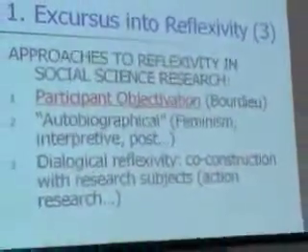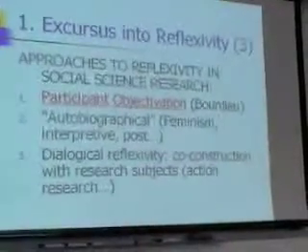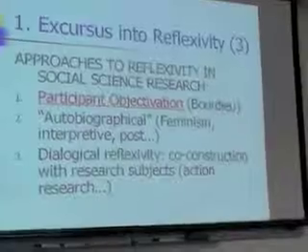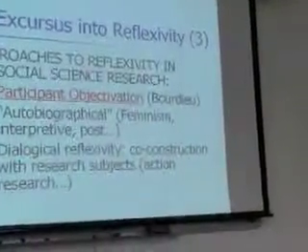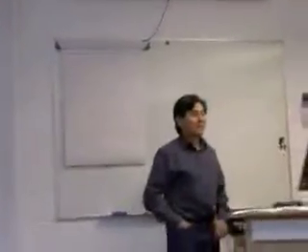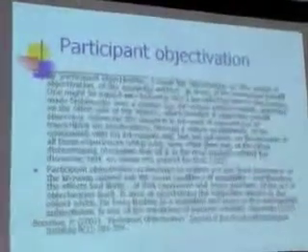In the act of doing research, people have distinguished three different approaches to using reflexivity in social science research. One is the French sociologist Pierre Bourdieu, who called his approach participant objectivation. There is a long quote here, you can follow. Basically he is criticizing this tradition in the social sciences of simply asking oneself questions when doing research. He said that is not enough.